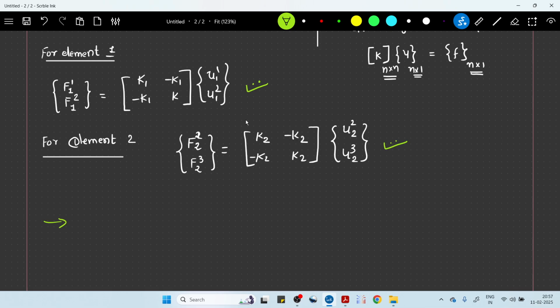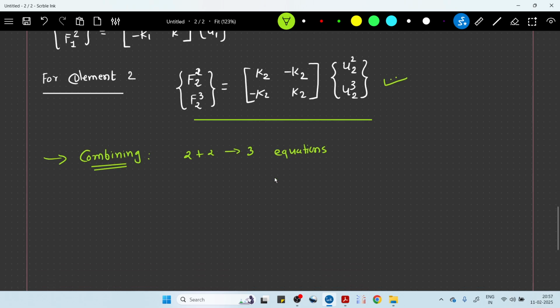Similarly, for this equation one, I will have two equations. One equation will have on the left side force at node 2 and force at node 3, right? So when I combine these two equations, 2 plus 2 equations, I get three equations, because unknowns are three. It is just a mathematical operation we are doing.